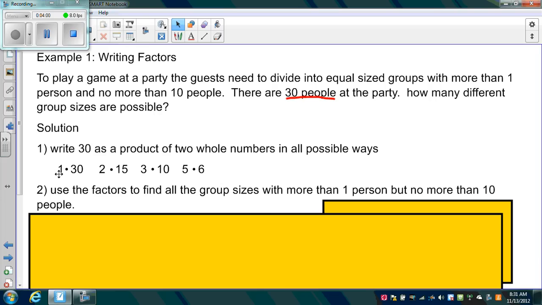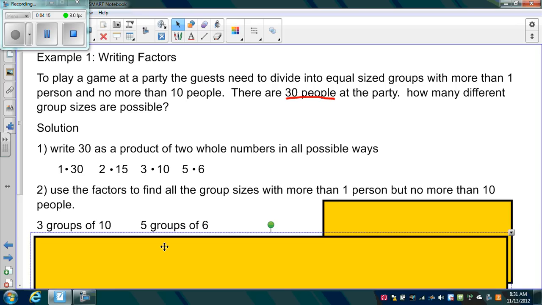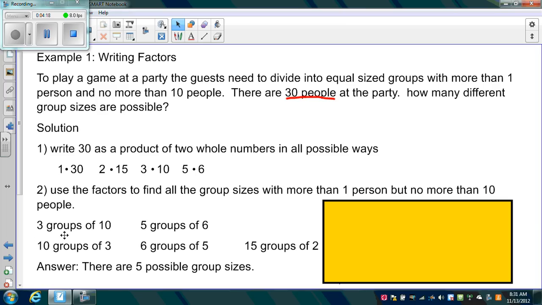So for example, 1 times 30, that wouldn't work because the group size is 1. Or here, 2 times 15, you couldn't have 2 groups of 15, but you could have 15 groups of 2. So you could write them out: you could have 3 groups of 10, or 10 groups of 3. You could have 5 groups of 6, or 6 groups of 5, or 15 groups of 2. But you can't have 2 groups of 15 because that would be greater than 10. So the answer would be there are 5 possible group sizes.